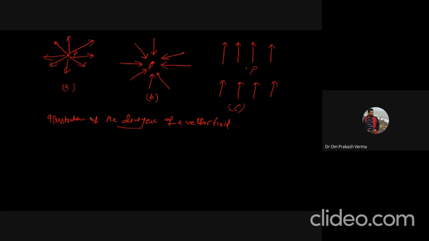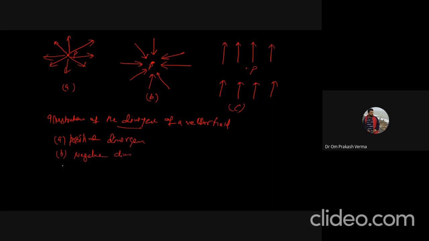Figure A has positive divergence. Very good. B has negative. Very good. C has zero. Very good. So why are you saying that pictures A, B, C fall under these three criteria? Why is it positive, why negative, why zero?